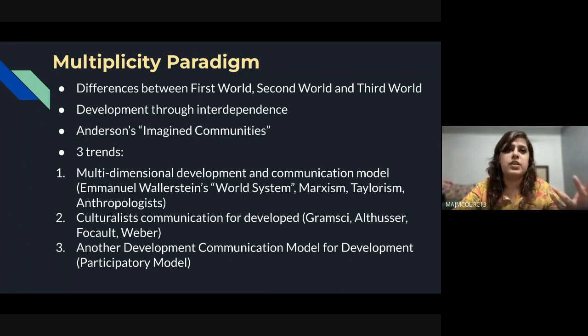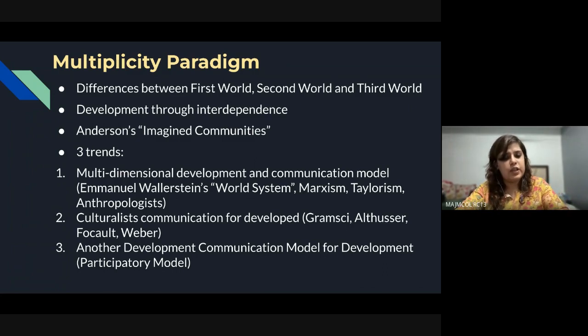Because of globalization, commercialization and media, communities are not just segregated by geographical or political boundaries, they go much beyond that. The three trends that came about from the idea of the multiplicity paradigm were that multidimensional development needs to be taken into consideration, and culturalist communication needs to be taken into consideration, wherein the concepts of ideology, hegemony, and criticism of the dominant paradigm came about.